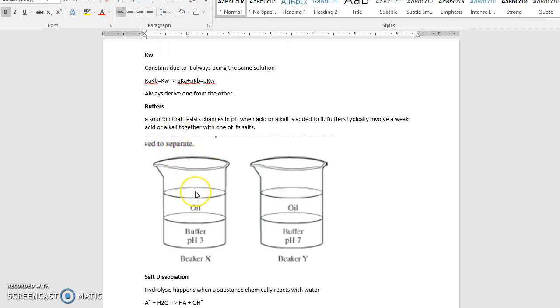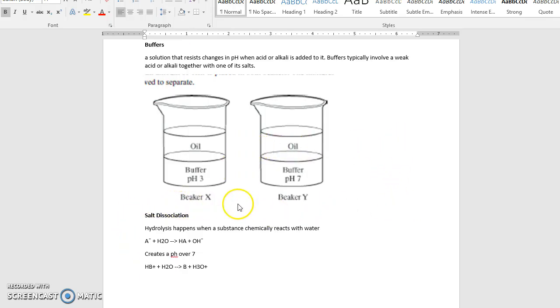Buffers are a solution that resists changes in pH when acid or alkali is added to it. They typically involve a weak acid or an alkali together with one of its salts. And this is a diagram from one of our previous FRQs that related to buffers. So just to give you all that kind of thought process.